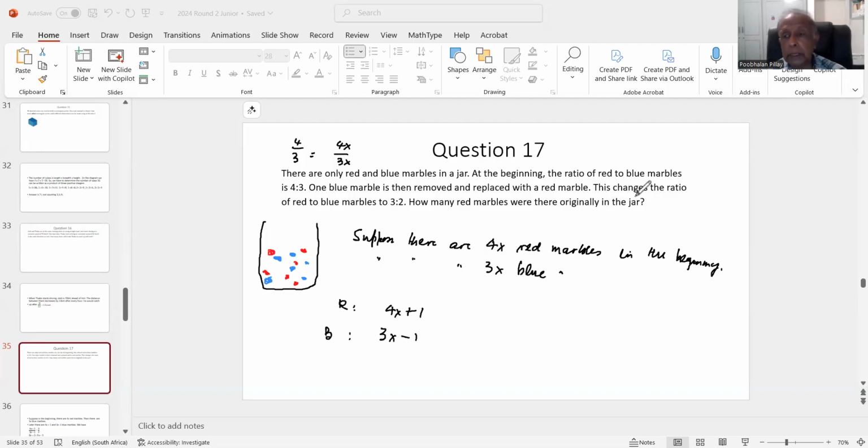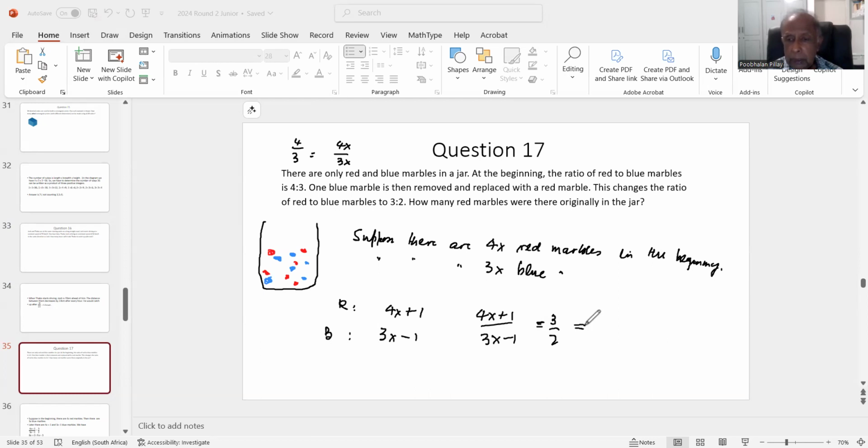Right. Now this changes the ratio of red to blue to 3:2. So red to blue will be 4x plus 1 over 3x minus 1. And the ratio now, red to blue, is now 3/2. And there you have it, you have an equation. The new ratio is that over that, because these are the two new numbers, but you are told that this ratio changes to 3/2.